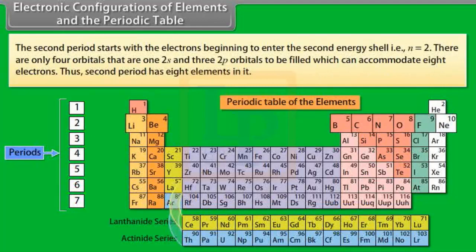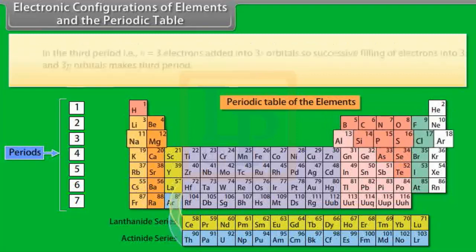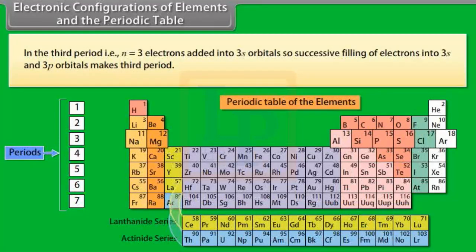The second period starts with the electrons beginning to enter the second energy shell, that is, n is equal to 2. There are only 4 orbitals, that are 1 2s and 3 2p orbitals to be filled, which can accommodate 8 electrons. Thus, the second period has 8 elements in it. In the third period, that is, n is equal to 3, electrons are added into 3s orbitals. So, successive filling of electrons into 3s and 3p orbitals makes the third period.